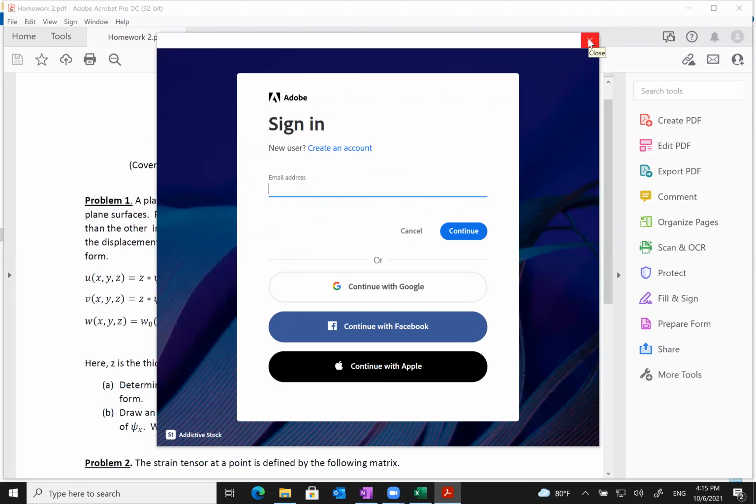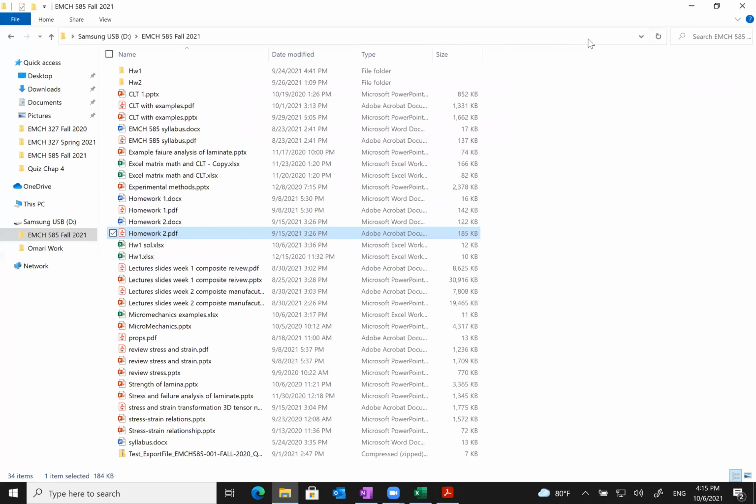What the heck? What is this? Close it. Oh, it won't let me open the PDF. Let's use Word. Okay.